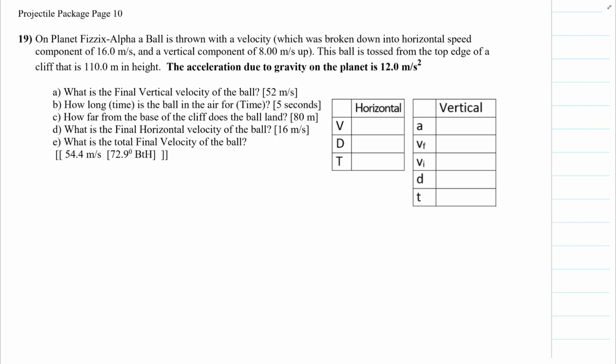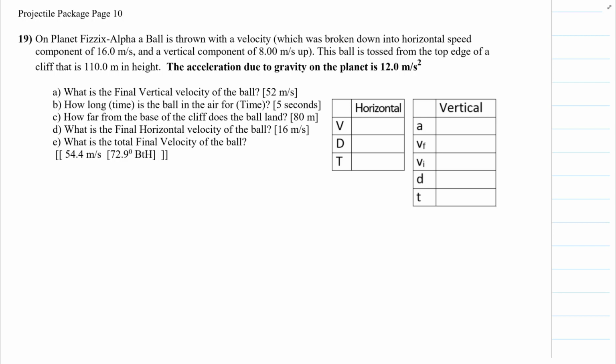It's broken into its two components. The horizontal speed is 16 meters per second and the vertical speed is 8 meters per second up. The ball is tossed from the top edge of a cliff that is 110 meters in height, and the acceleration due to gravity is 12 meters per second squared. What is the final vertical velocity, time, how far from the base of the cliff, what's the final horizontal velocity, and what's the final velocity?